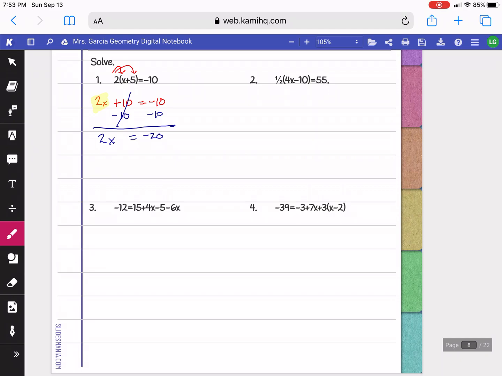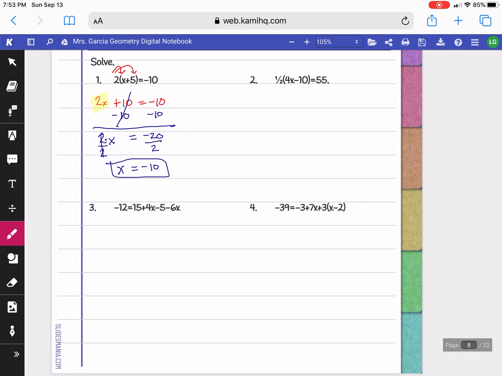So now that the 2 and the x are by themselves, we can undo the 2. Here they're multiplying 2, so the opposite would be to divide by 2. So x is now by itself, and negative 20 divided by 2 equals negative 10.